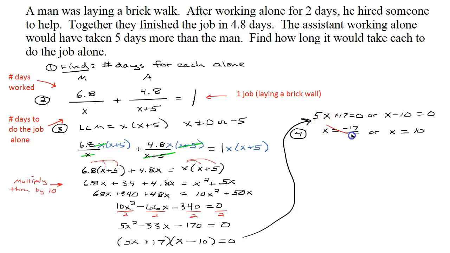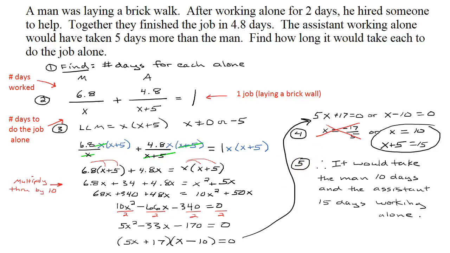Now time in the context of this problem cannot be negative, so I'm left with x equals 10, and then I've got x plus 5. 10 plus 5 equals 15. So this would be my step 4, and then I would write my conclusion. It would take the man 10 days and the assistant 15 days working alone.